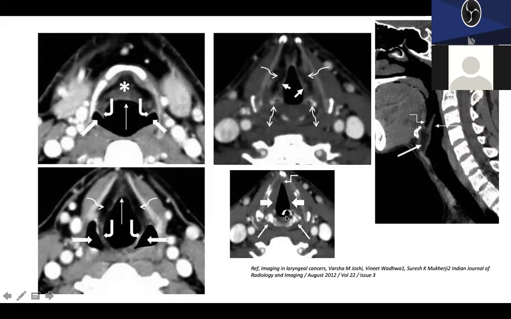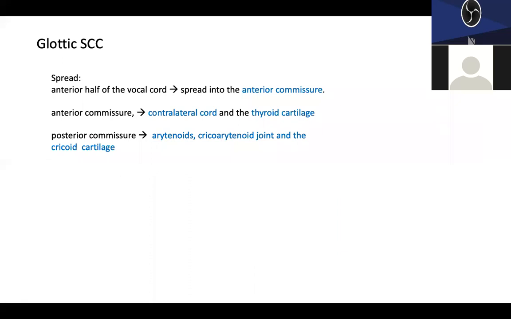That's the mucosal fold that is covering the inner surface of your cricoid ring. And from there, it can involve the arytenoid, it can involve the cricoarytenoid joint, or it can infiltrate the cricoid cartilage itself. So these are the possible spread of glottic CA. One thing we should remember is that since the glottic region is not very lymphatic rich, lymph node metastasis from purely glottic CA that has not spread to other parts is rare.